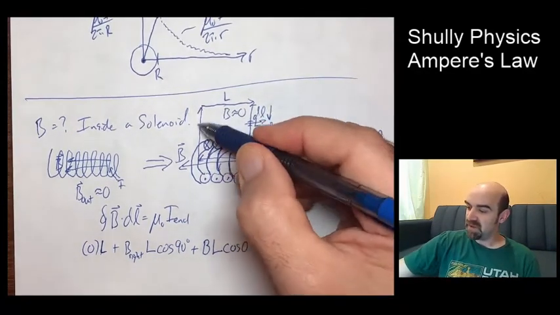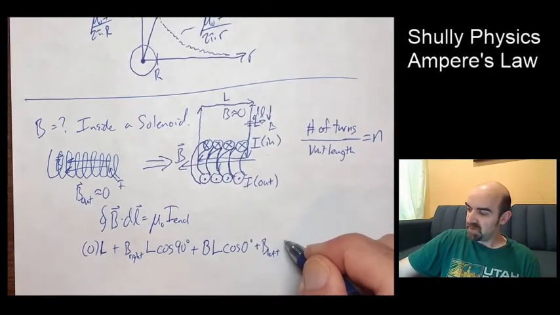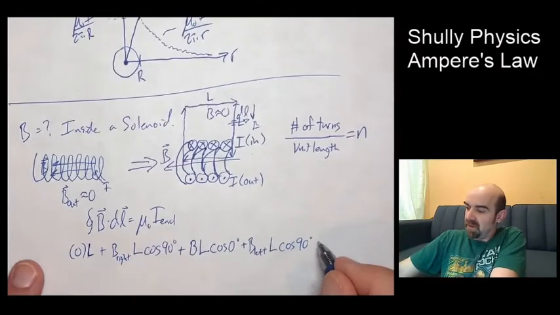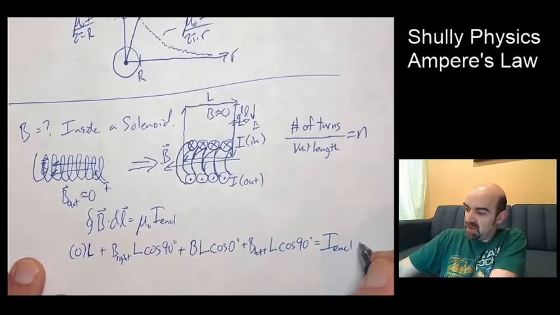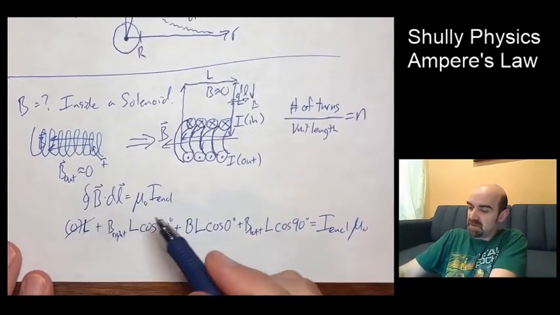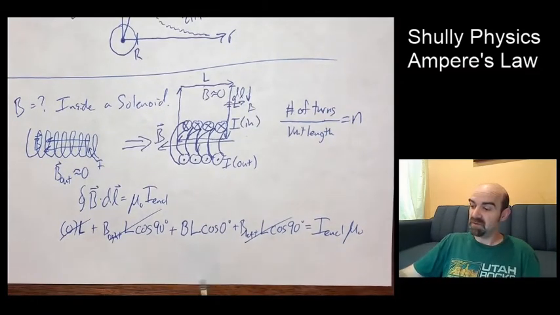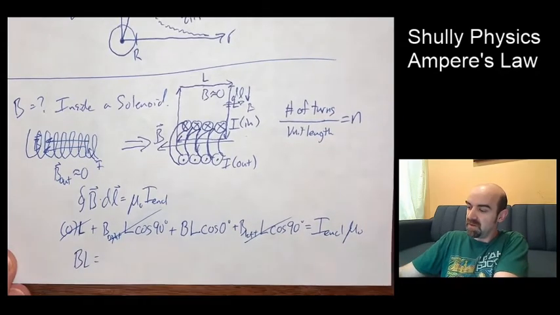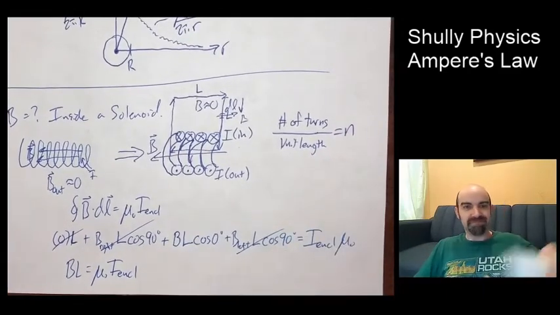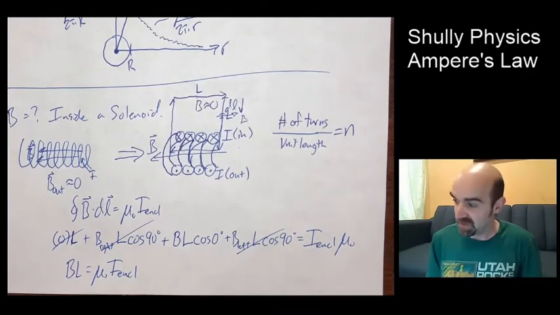And then we finally get to that left segment, and for the same reasons as the right, the left segment is length L, but the angle between them is 90 degrees. And all that equals I enclosed times mu naught. I wrote that backwards, so I'll fix that in a moment. But the nice thing here is these 3 components cancel. And cosine of 0 is 1. So we're left with BL equals mu naught I enclosed.